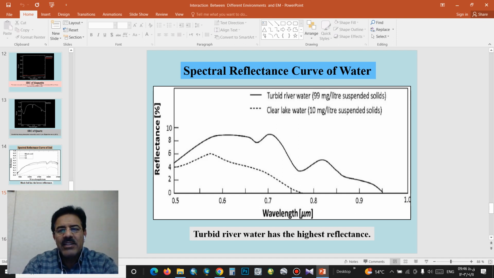Spectral reflectance curve of water. Turbid river water has the highest reflectance. Turbid river water, 99 mg per liter. Clear lake water, 10 milligrams per liter.